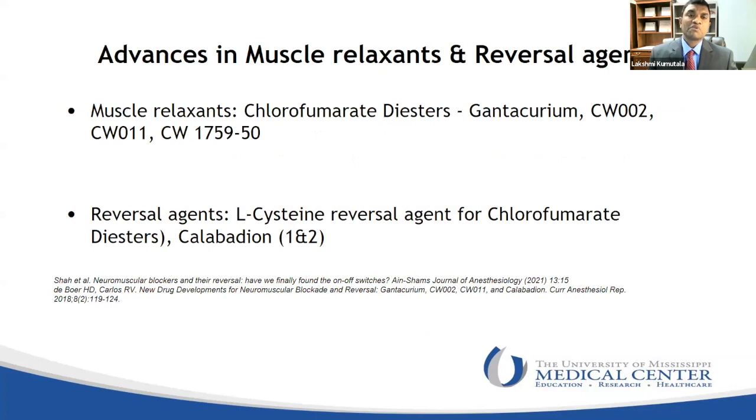Nowadays, we are still advancing in the practice of muscle relaxants. There are new muscle relaxants coming into practice that are still in research. Those are the chlorofumarate diesters like gantacurium, CW002, CW011 and CW1759. The main intention of these medications is quicker onset, quicker offset, and easy reversal. Gantacurium, for example, will be reversed with L-cysteine. So this is still in research, and we may see in the future the holy grail of muscle relaxation.